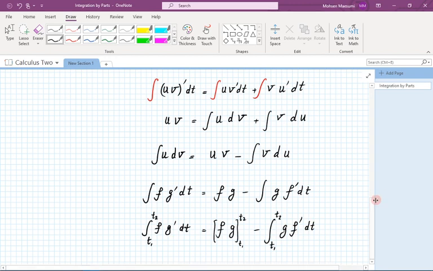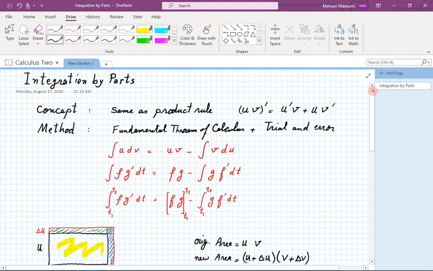So what we did was integration by parts: we explained what the concept is and how it is written. We are going to practice this in the next lecture.